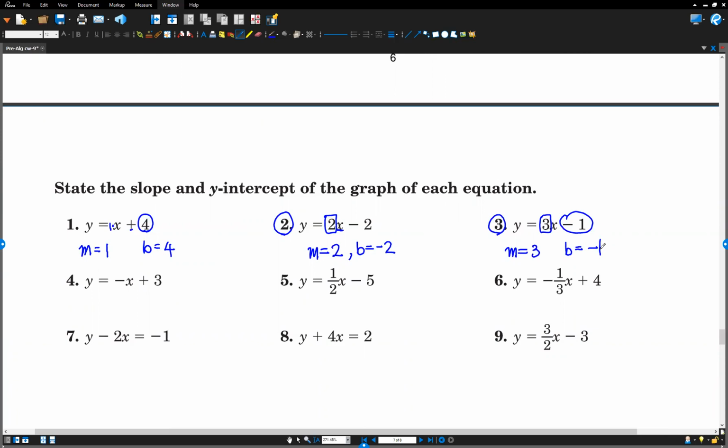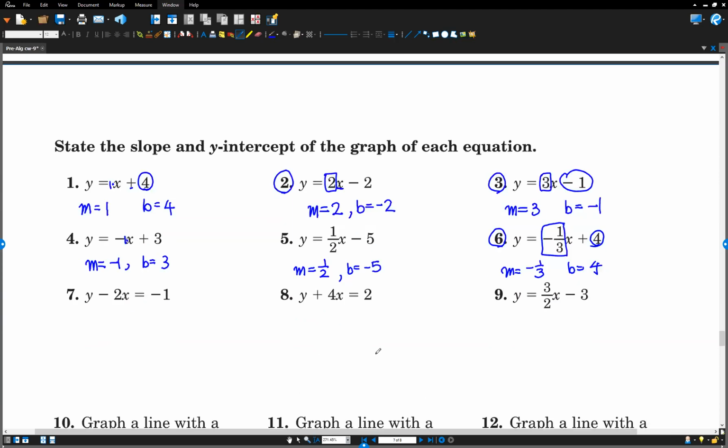Okay, try number 4. What's the slope? -1, right? What is the y-intercept? 3. Yep, that's it. What about number 5? Slope? 1.5. That's right. And y-intercept? -5. Yep. What's the slope of number 6? This is the coefficient of x, that's the slope. -1/3 is the slope. This number is the y-intercept. In these equations, they already give both, okay?